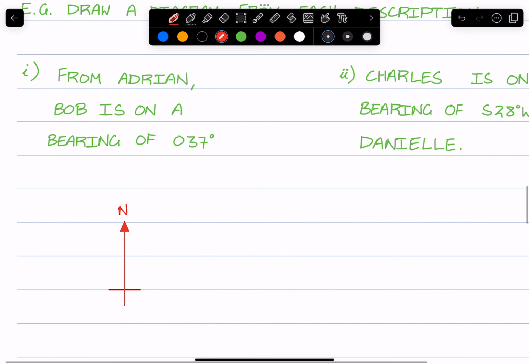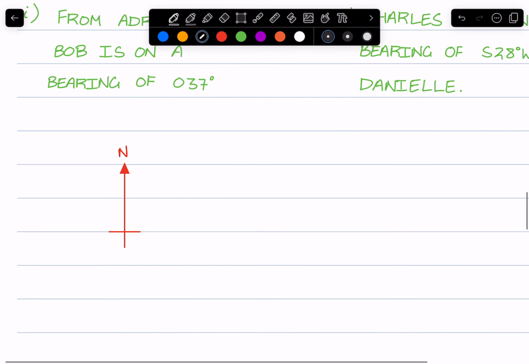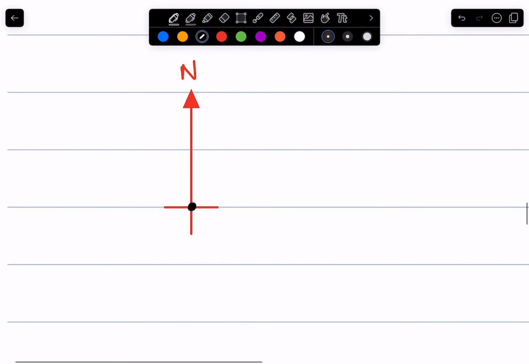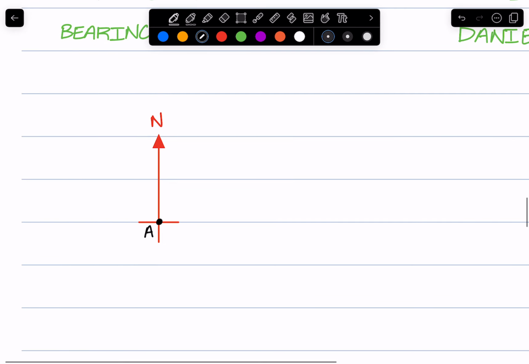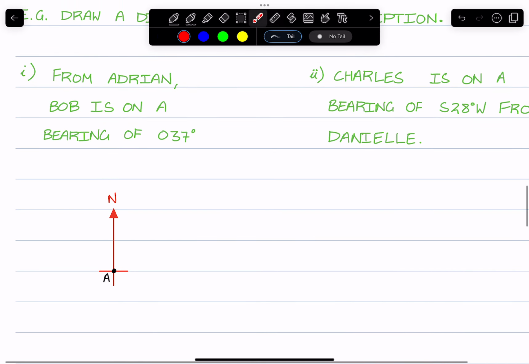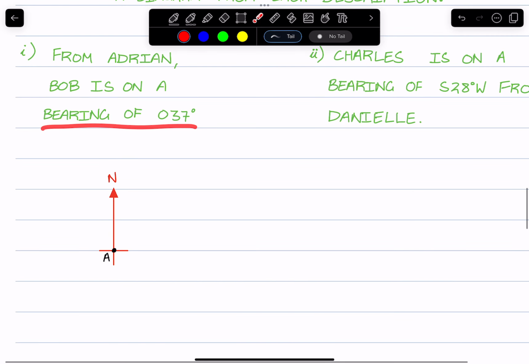Now it says, from Adrian. The moment we can recognize who or what the subject of the problem is, that becomes our starting point, and that goes in the center of our compass rose. So this is Adrian. We're looking at the top of this person's head, so it's a bird's eye view or an aerial view. And it says, from Adrian, Bob is on a bearing of 37 degrees.